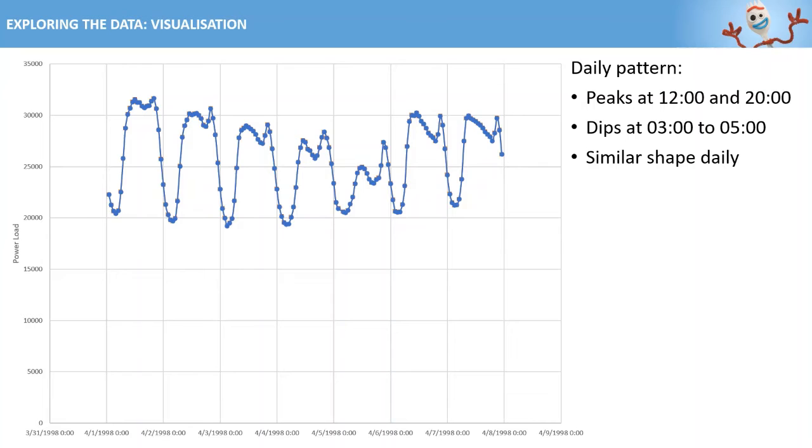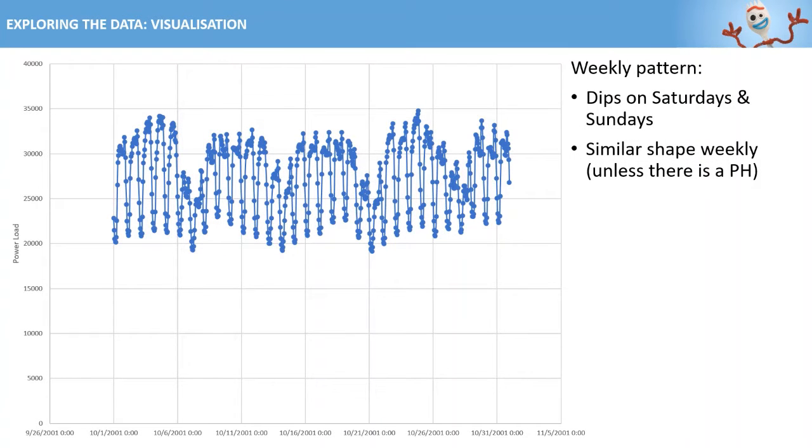Let's take a clearer look into the data. Here, we plotted a full week of data, and it is true that the data possess a daily pattern. There are peaks at 12 o'clock and 8 o'clock, and dips early in the morning because most people were probably sleeping back then. We can also see a similar shape daily. Next, let's take a look at the full month plot where we can see a weekly pattern. We can see dips on weekends, perhaps due to the closure of factories and offices, and maybe, just maybe, because most people were sleeping back then. We can also see a similar shape weekly unless there's a public holiday.